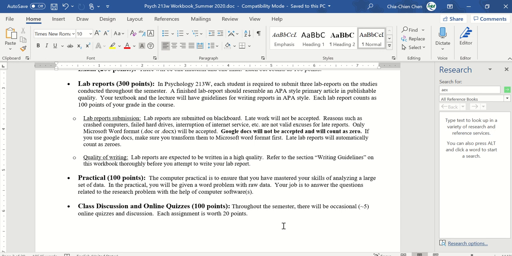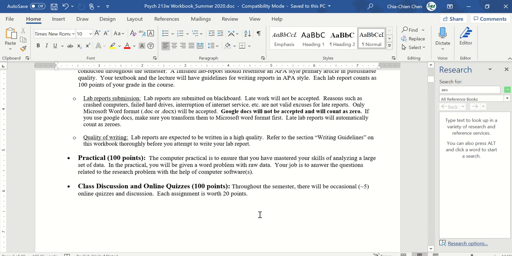Basically, I think most of your week number 4 is going to be focused on this computer practical. Okay, and for the last 100 points, throughout the semester there will be occasional online quizzes and discussions, and each assignment is worth 20 points.